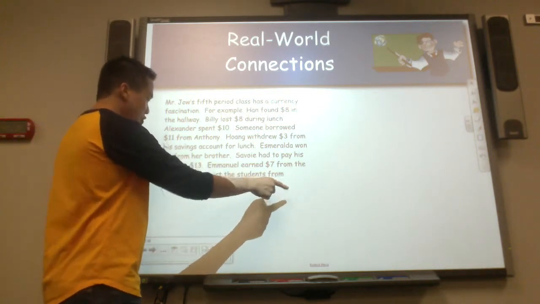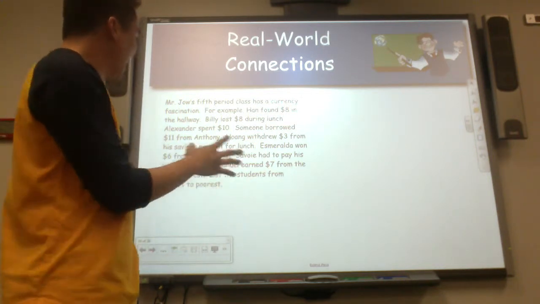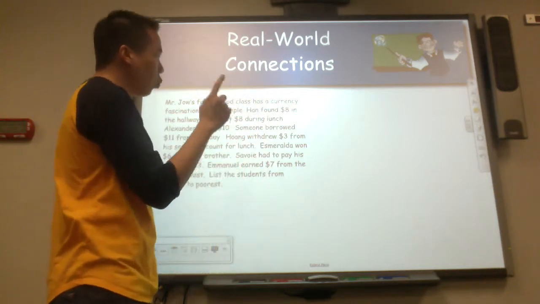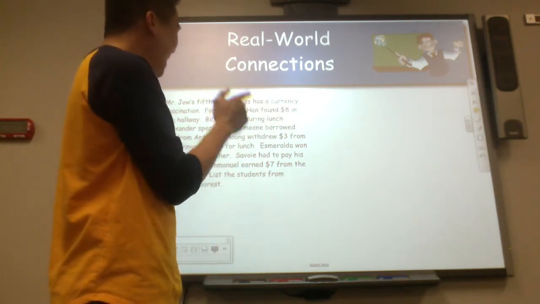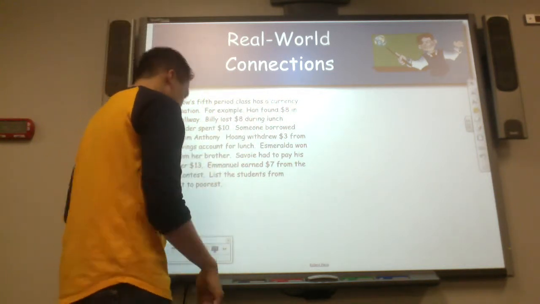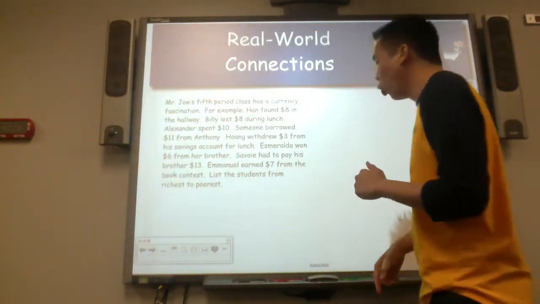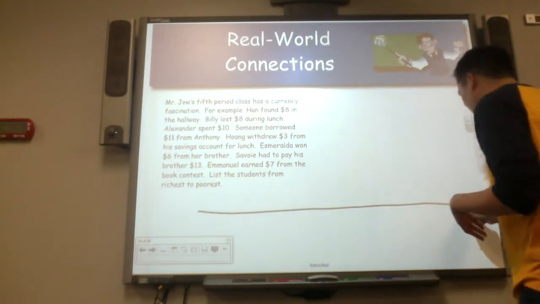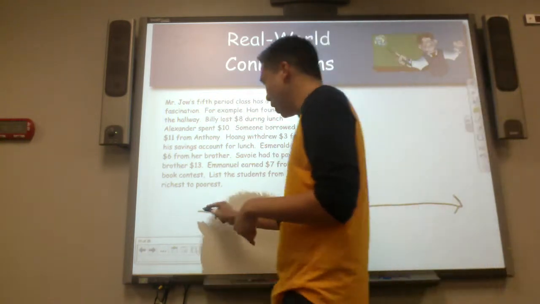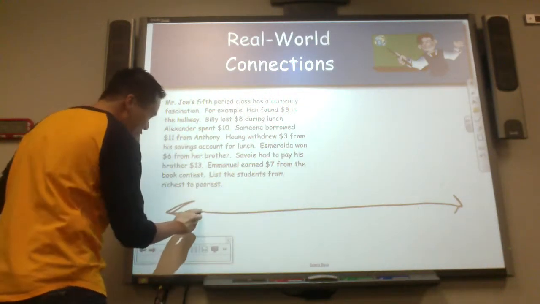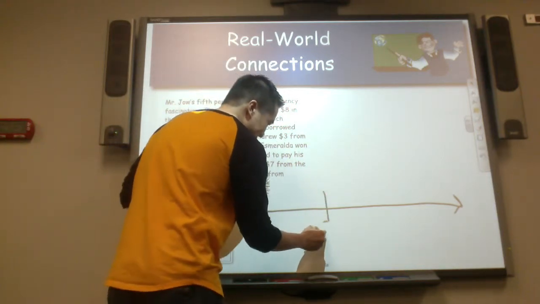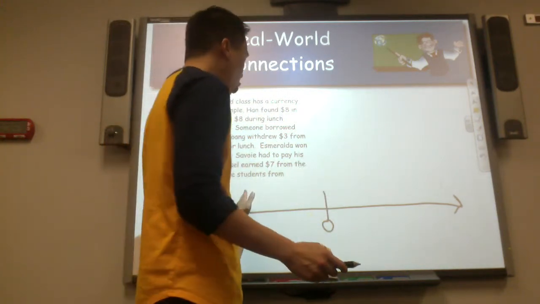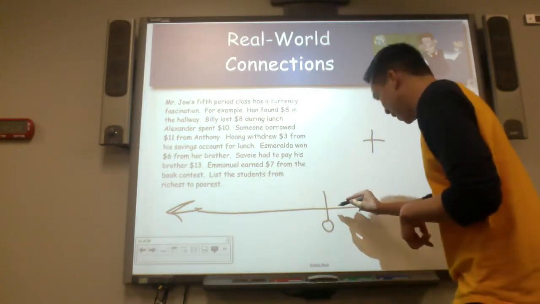List the students from richest to poorest. As I can tell, all of these numbers are what type of numbers? Integers. Positive and negative whole numbers. So I'm personally going to draw a number line to help me. You don't have to, but I will draw a number line because I need a visual representation. 0, neither poor nor rich. Let's do the positive side.